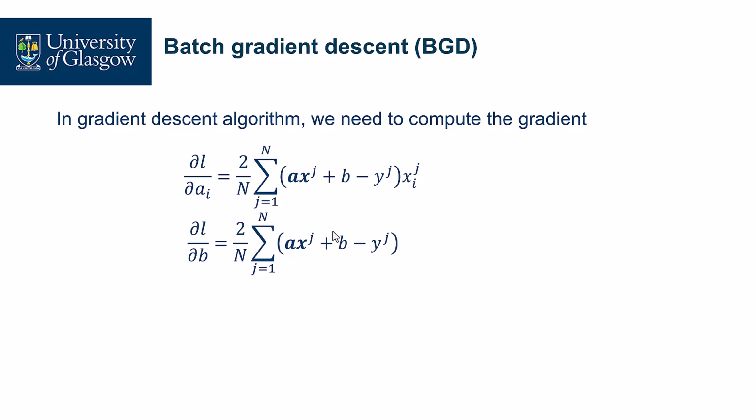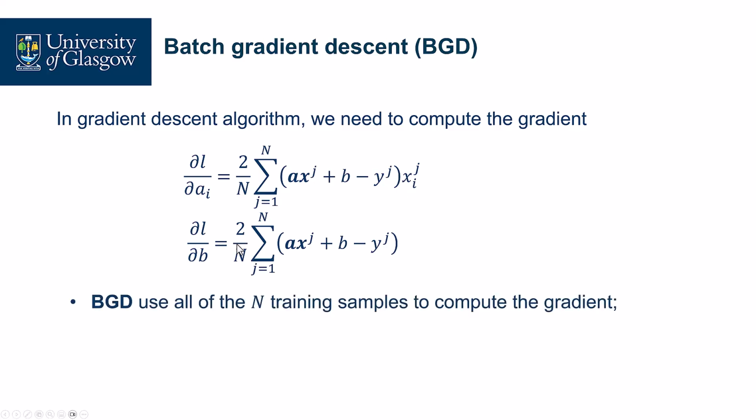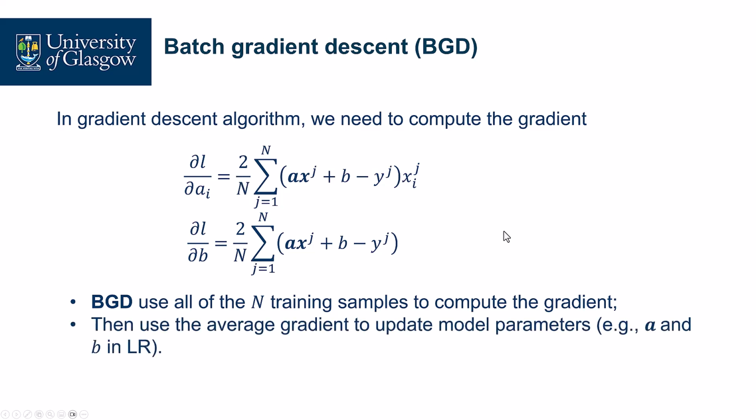In batch gradient descent, as we can see, we calculate the gradient of all the samples, and then we get the average of them. When we get the average of them, we update the decision variables, a and b, in linear regression. But this kind of method has pros and cons. So the advantage is what?